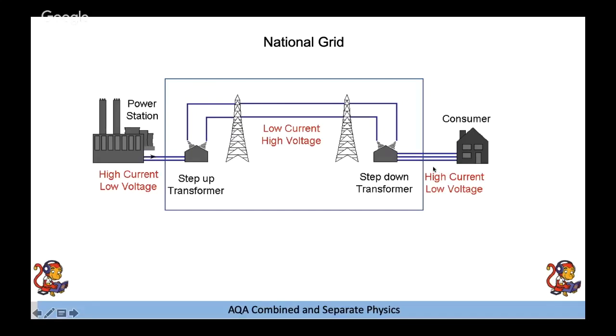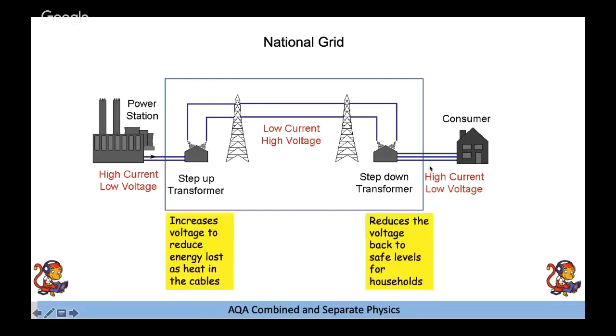Now, what do we need to know about step-up and step-down transformers? Well, we need to know that a step-up transformer increases the voltage to reduce the energy loss in the cables. A nice way of thinking about that is step up: U is next to V in the alphabet. That's how we remember that step up increases voltage. So step up, increase the voltage, reduce the energy lost as heat in the cables.